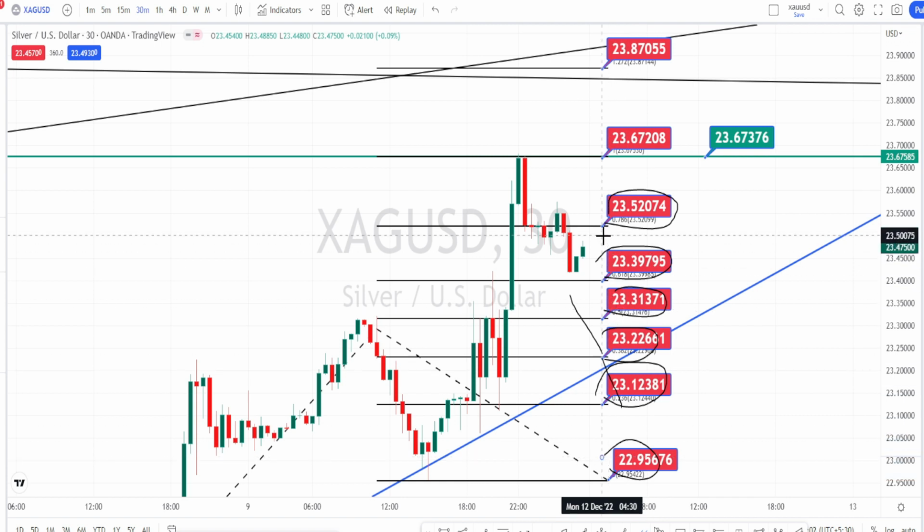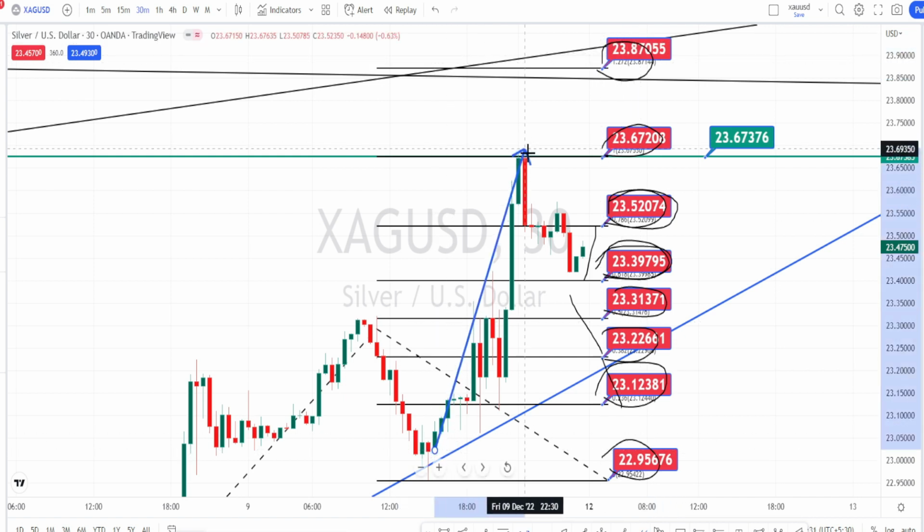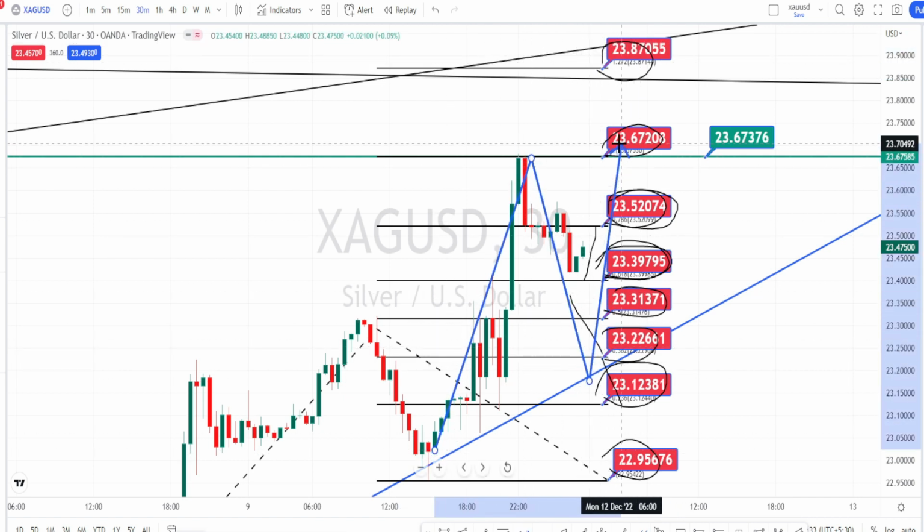And if the price action again bounces back from the support level of 23.39 on the bullish side retracement, the immediate resistance is going to be around 23.52, 23.67 and 23.87. The price action is trading between a narrow range for now.